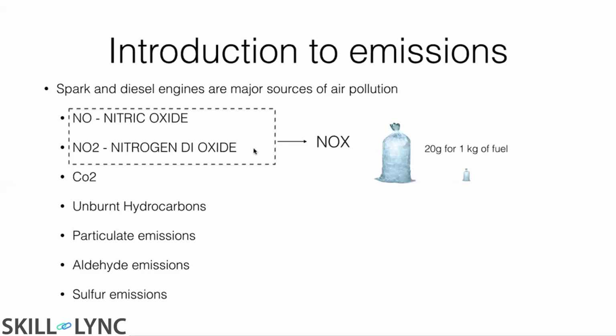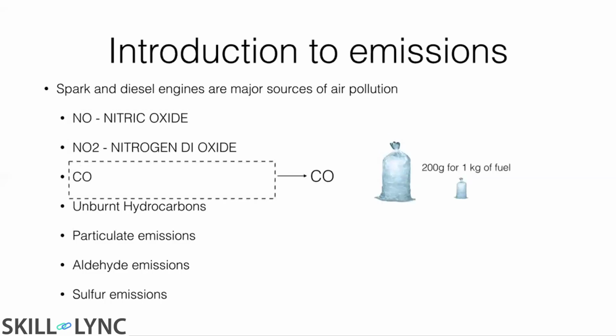Now with NOx and CO2, year on year there are strict government rules, at least in the US, to bring it down. CO is carbon monoxide. Carbon monoxide is produced in your engines when there is less oxygen. When you don't have a lot of oxygen, you have excess fuel, and carbon monoxide gets produced a lot. In fact, for 1 kg of fuel, about 200 grams of CO is produced, which is a lot. And in most modern cars, this CO is converted to CO2. So that is something you need to remember.